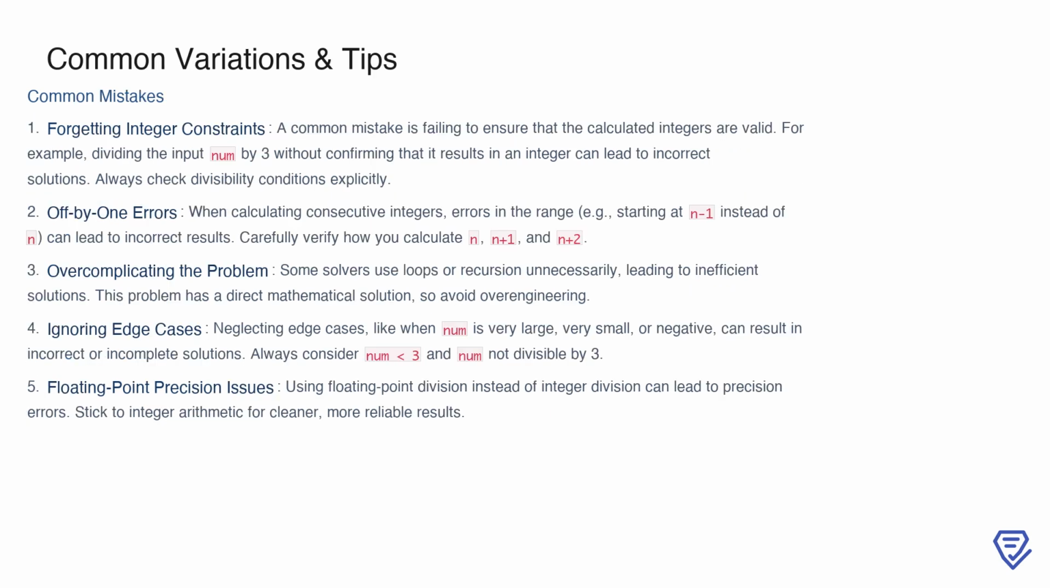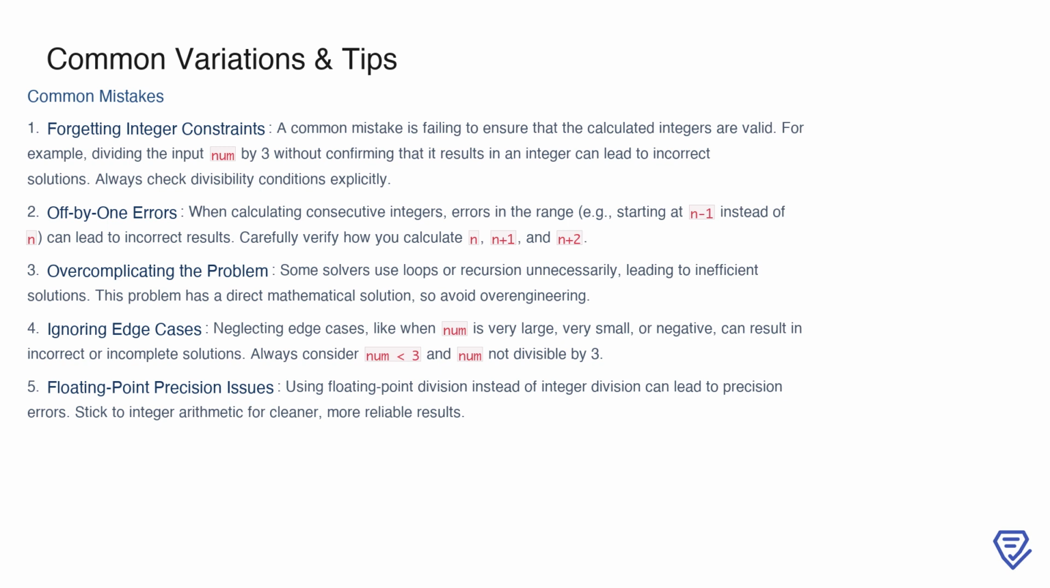When solving this problem, there are a few common mistakes to keep in mind. First, it's easy to overlook integer constraints. For instance, dividing the input number by 3 without ensuring that the result is an integer can lead to incorrect solutions. Always check if the number is divisible by 3 explicitly. Another frequent issue is off-by-1 errors when calculating the consecutive integers. For example, starting at n+1 instead of n can throw off the entire solution.